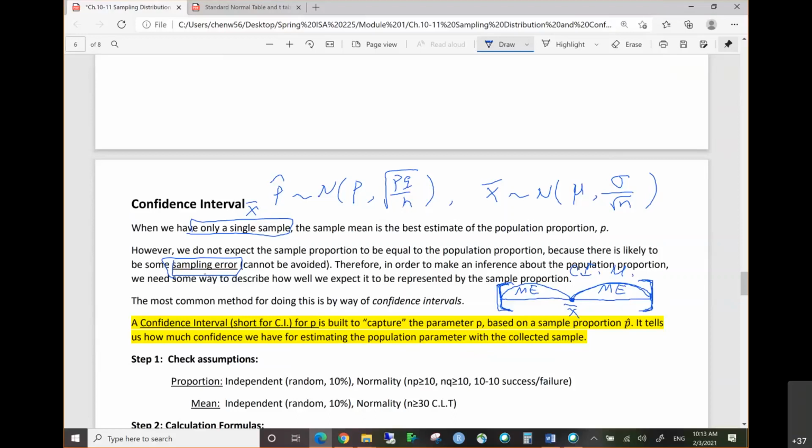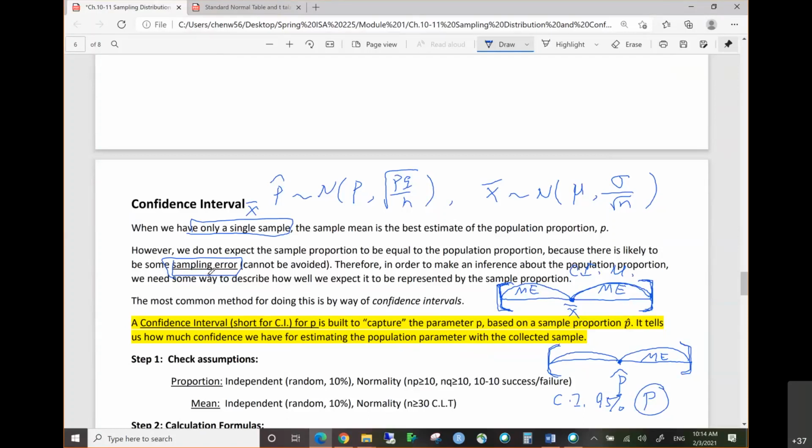Similar idea, we have a sample. Based on this sample, we can get the sample proportion, right? We can allow a margin of error to the right, a margin of error to the left, so that we have the upper limit, the lower limit, and then we can say we have 95% confidence that the population proportion p will be contained in this interval. Then this is the confidence interval for the population proportion. Right, so this is the idea.